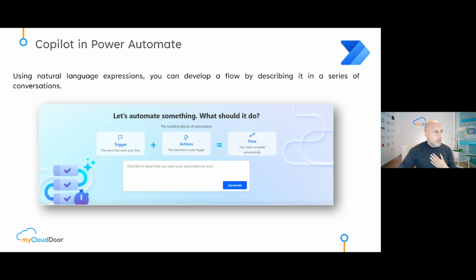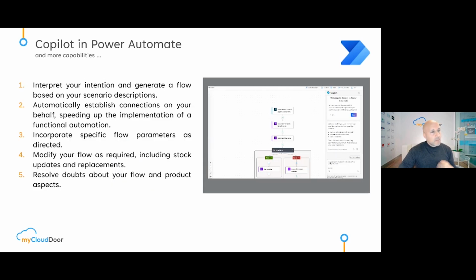You can see the menu. Copilot in Power Automate has more capabilities, and we can do more. For example, understand your intent and create a flow based on the scenario messages you provide, or apply the necessary parameters in the flow according to your indication, and answer questions about your flow and product.